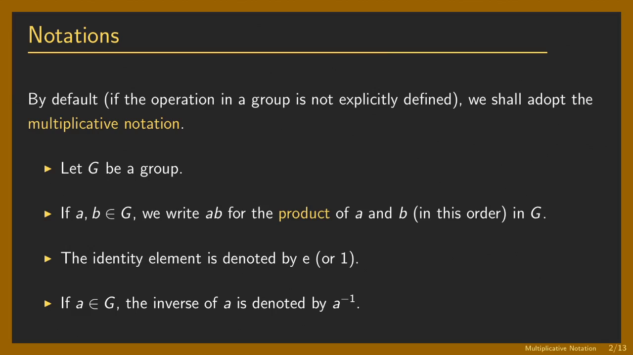So, if A and B are elements of the group, we simply write AB to denote the product of A and B with respect to whichever operation is associated to G. The identity element of the group is usually denoted by E, or some authors prefer to use the symbol 1 for the identity element. And lastly, if A is an element of G, the inverse of A is denoted by A to the minus 1. We shall read this as A inverse.